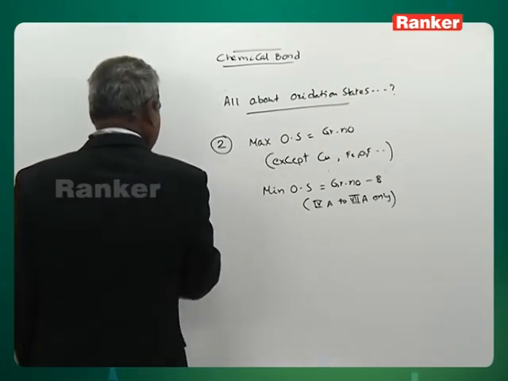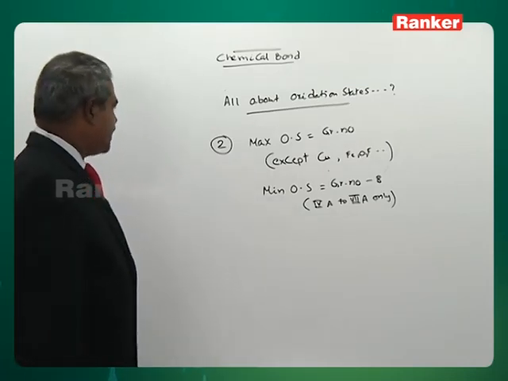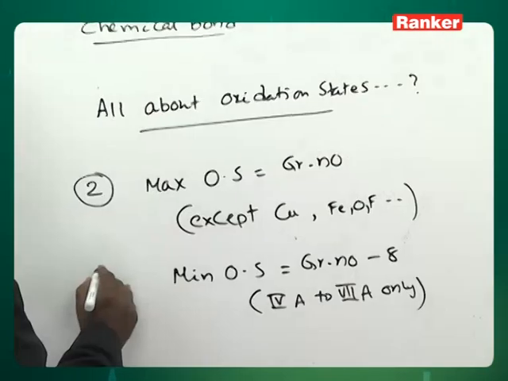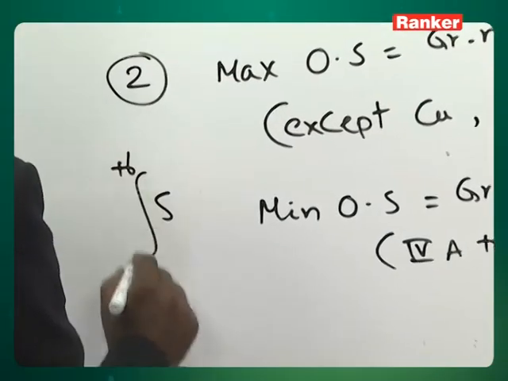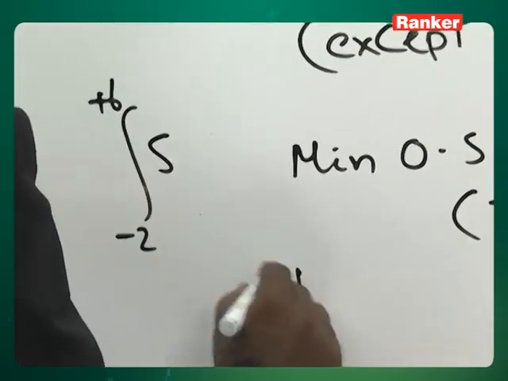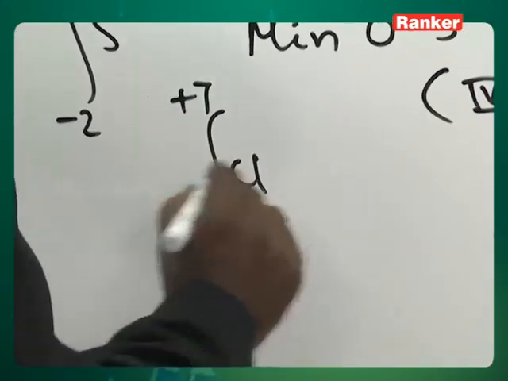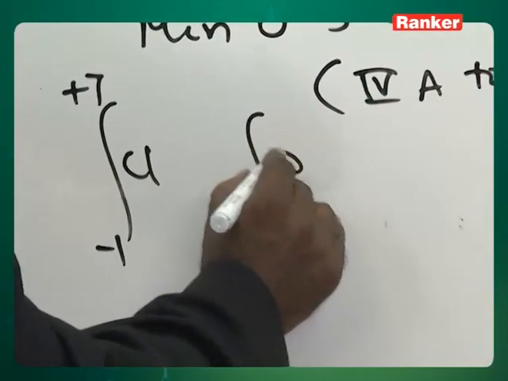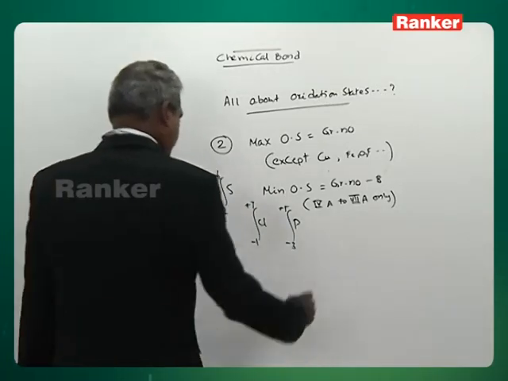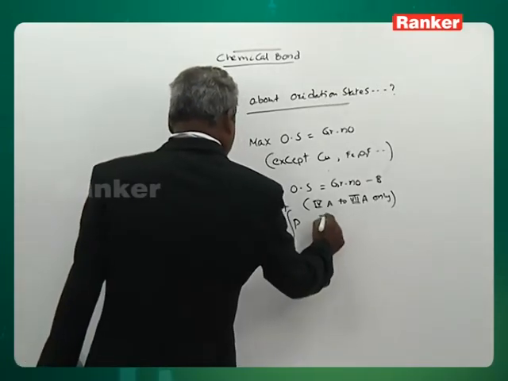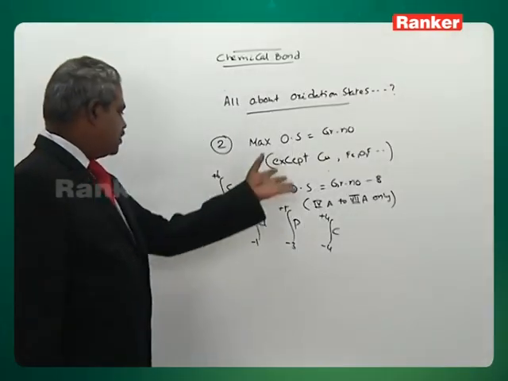So, maximum oxidation state is equal to group number, minimum oxidation state is equal to group number minus 8. Sulfur, what is the maximum? 6th group, plus 6, minimum 6 minus 8, minus 2. Chlorine, 7th group, maximum plus 7, minimum 7 minus 8, minus 1. Phosphorus, maximum plus 5, minimum 5 minus 8, minus 3. Carbon, 4th group, maximum plus 4, minimum minus 4. So, all these elements can exhibit any oxidation state in between.